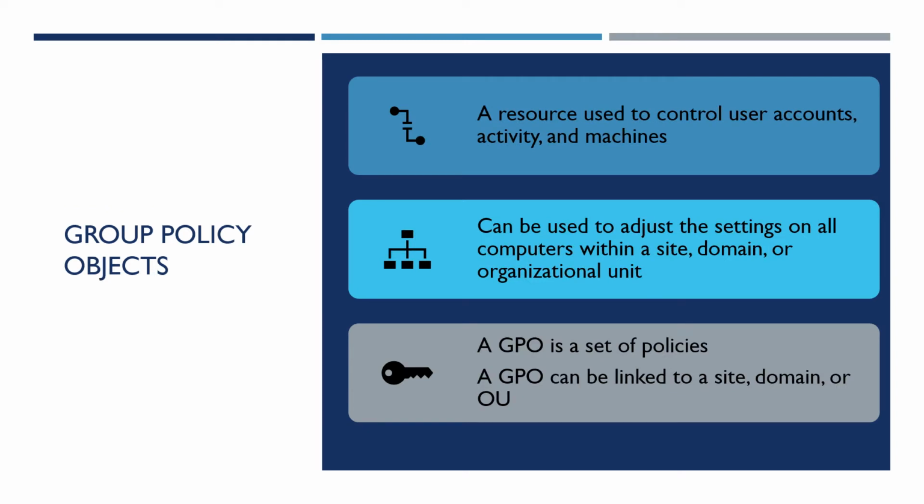A group policy object is used to control settings of user accounts, activity, and the machines they work on. These policies can be used to adjust settings of the local machine or user. You can make policies that affect an entire site or domain, or can affect an organizational unit, such as the sales department. The most relevant example I can give is the password policy. This policy lets an administrator make many adjustments to the password requirements for a user in the network.